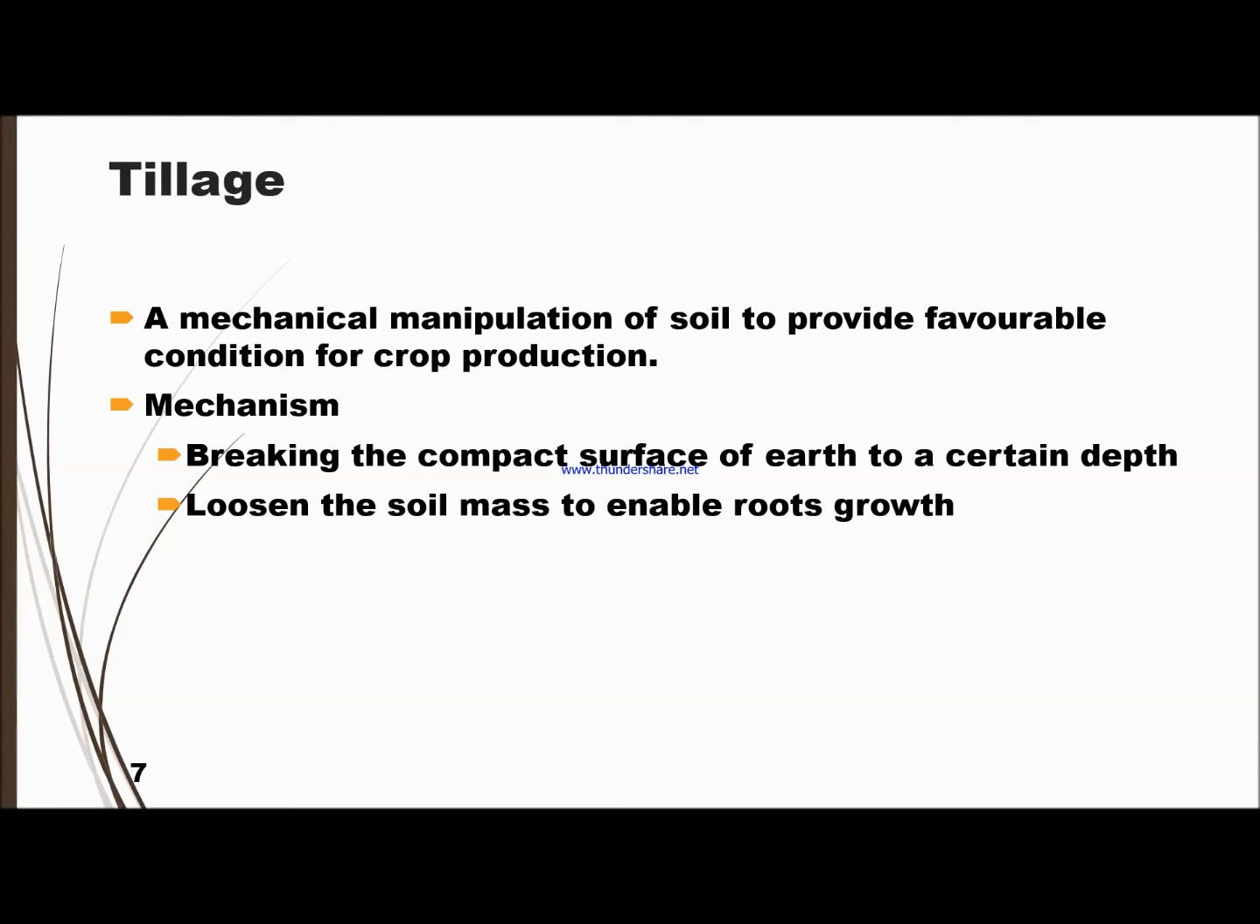The mechanism of tillage includes breaking the compact surface of the earth up to a certain depth. The depth depends on the plant species, for example corn versus paddy or rice. They have different root systems and root depths, so we have to alter the pulverization of the soil at different depths. The mechanism also involves loosening the soil mass to enable root growth.